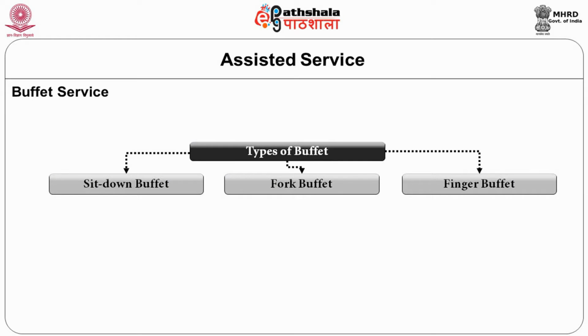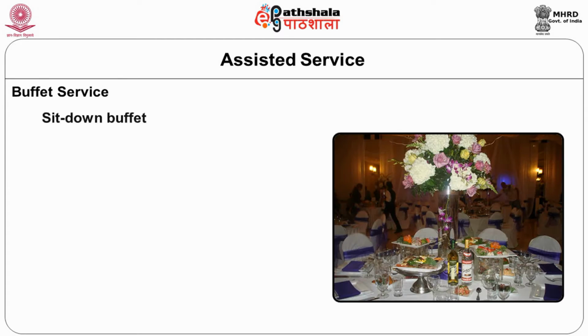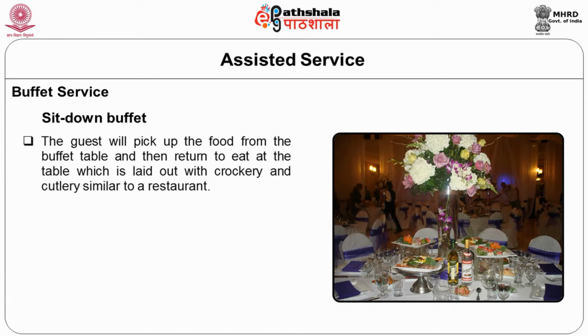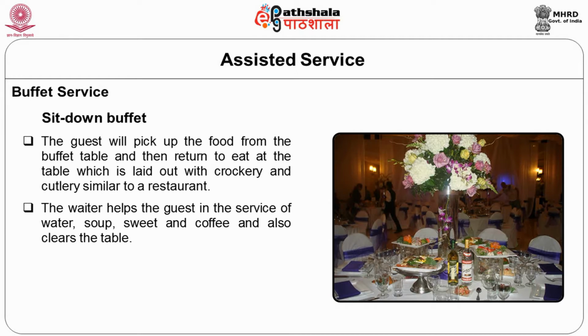The first type of buffet we are going to see is called a sit-down buffet. In a sit-down buffet service, the guest will pick up the food from the buffet table and then return to eat at the table, which is laid out with cutlery and crockery similar to a restaurant. The waiter helps the guest in the service of water, soup, sweet and coffee and also clears the table.